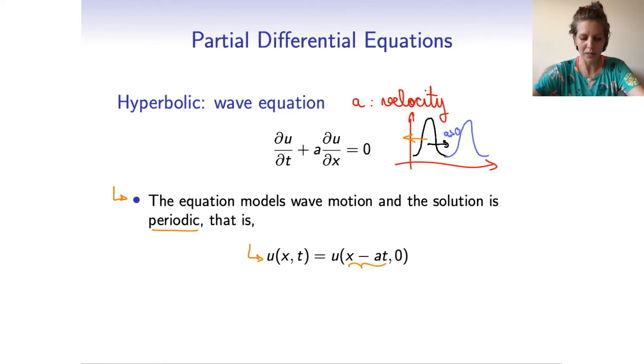So it will depend only on the initial condition at t equals 0, and then it will just be shifting, to the right or to the left depending on the sign of a.